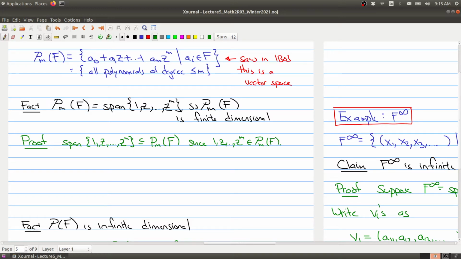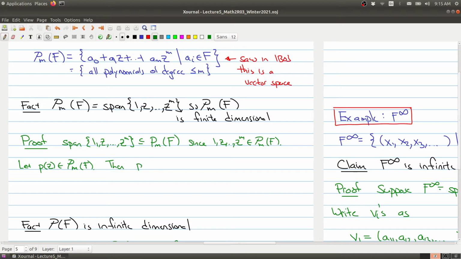And what we just proved earlier is that if you have any collection of elements in a vector space and you take the span of them, it will also be a subspace of the space that you started with. So one direction is okay. Now on the other case, let's say we take an arbitrary polynomial in this set.